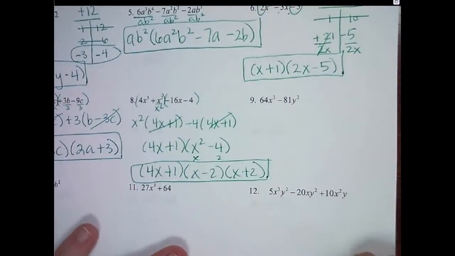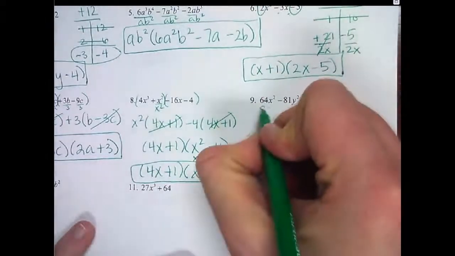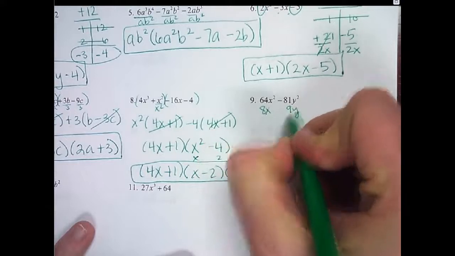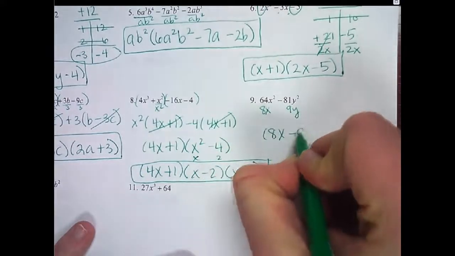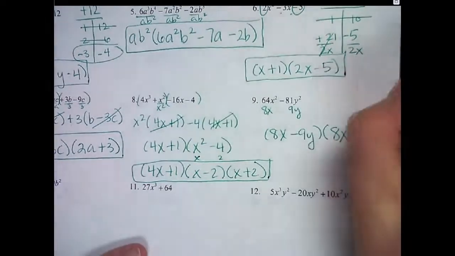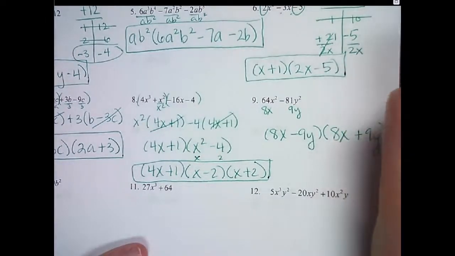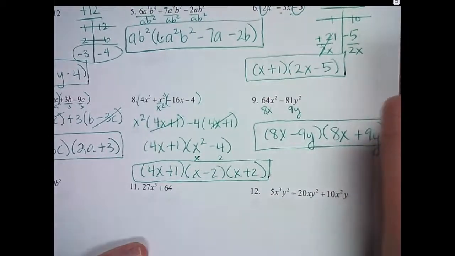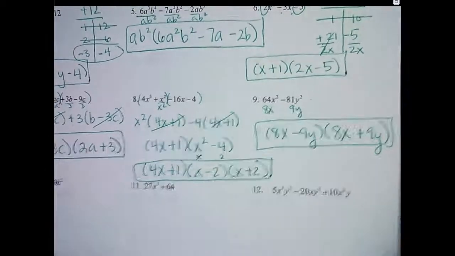Let's see, number 9. There's no GCF, and those are both perfect squares. This would be 8x and 9y. So 8x minus 9y, 8x, and then 8x plus 9y. Again, you can multiply that back out and make sure that you get this.